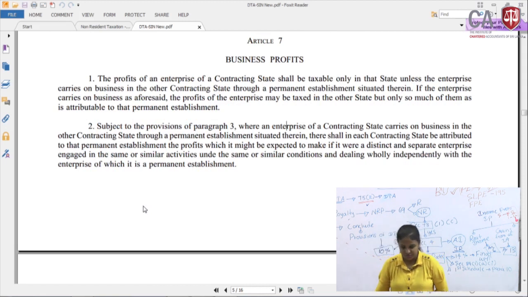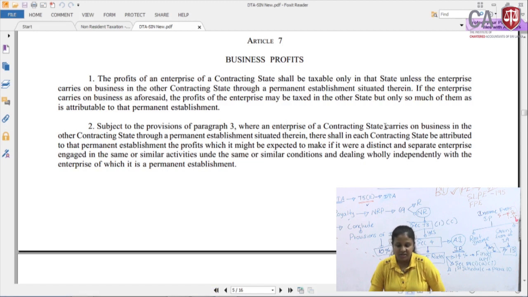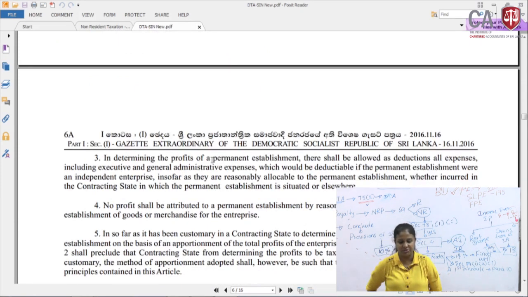Subject to the provisions of paragraph 3, we will go to paragraph 3 later, where an enterprise of a contracting state carries on business in the other contracting state through a PE situated therein, there shall in each contracting state be attributed to the PE the profit which it might be expected to make if it were a distinct and separate enterprise engaged in the same or similar activity under the same or similar conditions and dealing wholly independently with the enterprise of which it is a permanent establishment. Very simply, we need to consider the PE as a separate entity and compute the income tax liabilities.